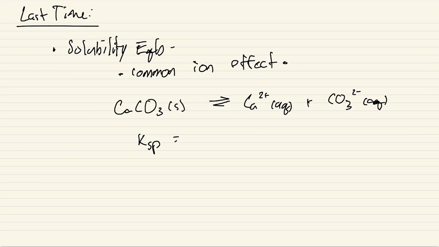So what could we add to this solution to make things more in the solid phase? Which way should the equilibrium shift? To the left, right? Because we want stuff to either stay or go into the solid phase. So according to Le Chatelier's principle, we should do what to get the reaction to move to the left? Add more product, right? So we should have something in there that adds more product here.